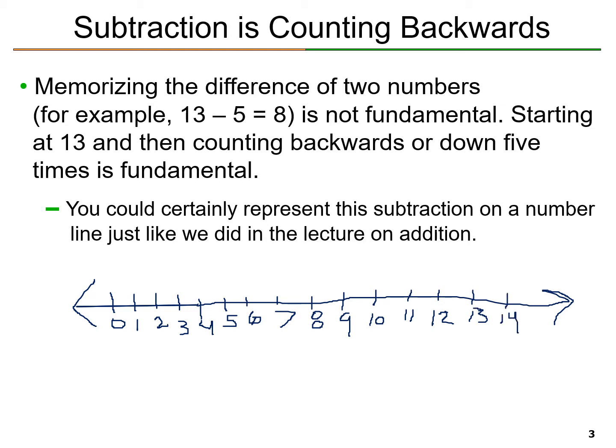Okay, so subtract 5 from 13. So we start at 13 and we count backwards by 5. 1, 2, 3, 4, 5. We end up on 8. So you see now, and hopefully you appreciate the fact that subtracting is just a quick way of counting backwards.